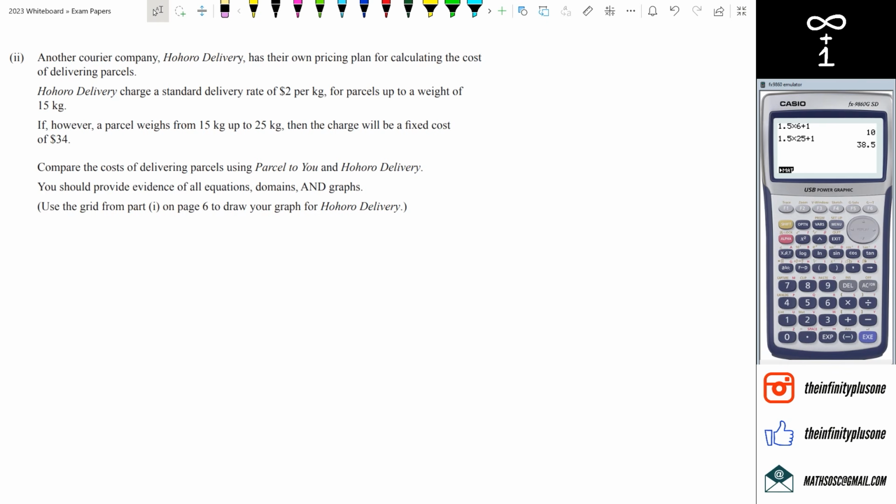Right, so for this next delivery company, they're charging $2 per kg for parcels up to a weight of 15 kgs. So that means from 0 to 15 kgs, they are charging 2x, because it's 2 times per kg. However, if it's 15 and all the way up to 25, they actually have a flat fee of $34, which means a flat line, that's just going to be 34 like that. So what they're saying is compare the cost of delivering parcels. You should provide evidence of all equations, domains, and graphs.